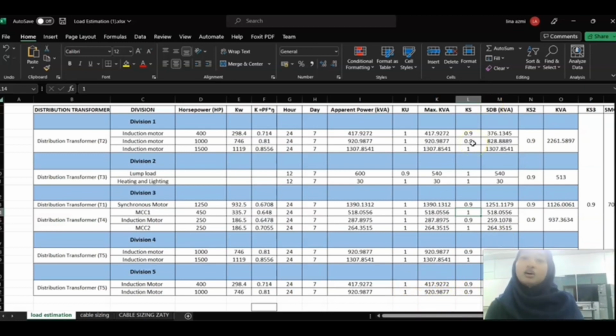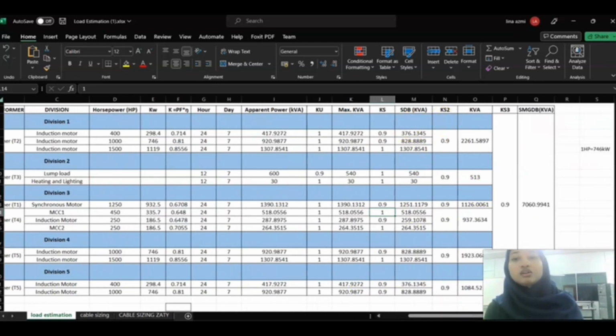And next we can calculate from maximum kVA with the diversity factor in order to get the value of the subdivision board. And next, with the value of the subdivision board, we multiply with the suitable diversity factor. For all the diversity factors here, the diversity factor for the second one is all the same, 0.9, and we consider it as a suitable factor for the system. And after that we can obtain the value for the subplant distribution board here.